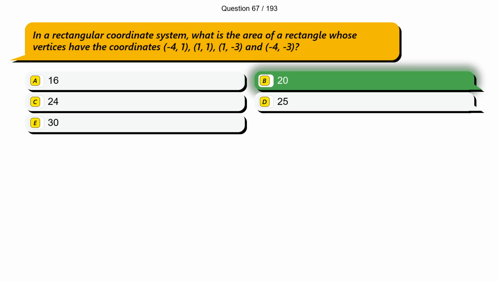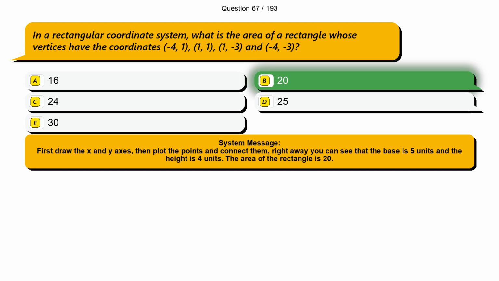The correct answer is option B, 20. First draw the x and y axes, then plot the points and connect them. Right away you can see that the base is 5 units and the height is 4 units. The area of the rectangle is 20.